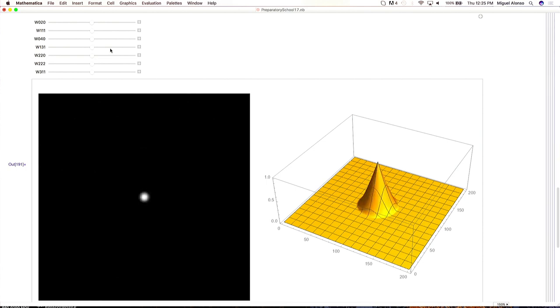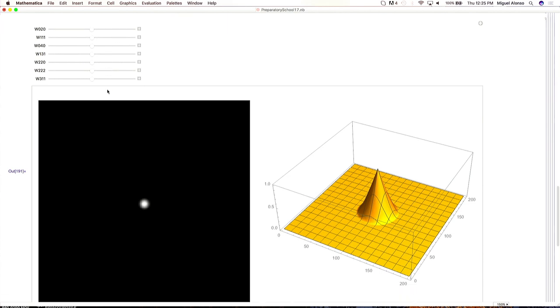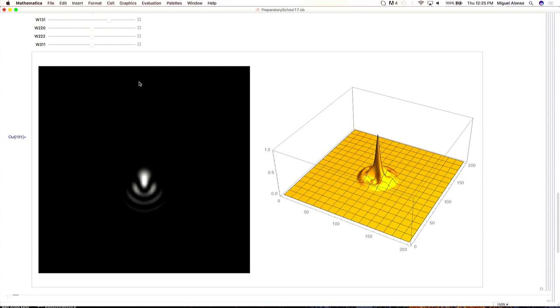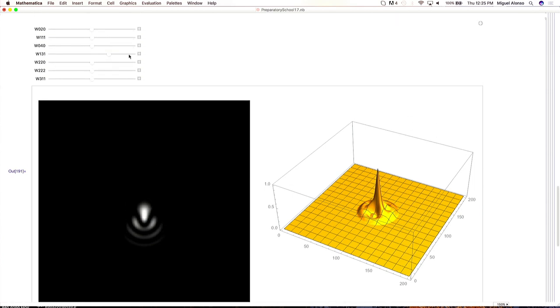Now I'm going to put, what happens if I do, I should say this is a point that is not at the center. So I'm fixing a point off center so that I can see the effects of all the others. So then if I put some coma, that's the ice cream cone with waves. So I see a lot of interference effects. This is this characteristic 60-degree wedge here with the circular thing. If we put W2 to 0, what will happen?